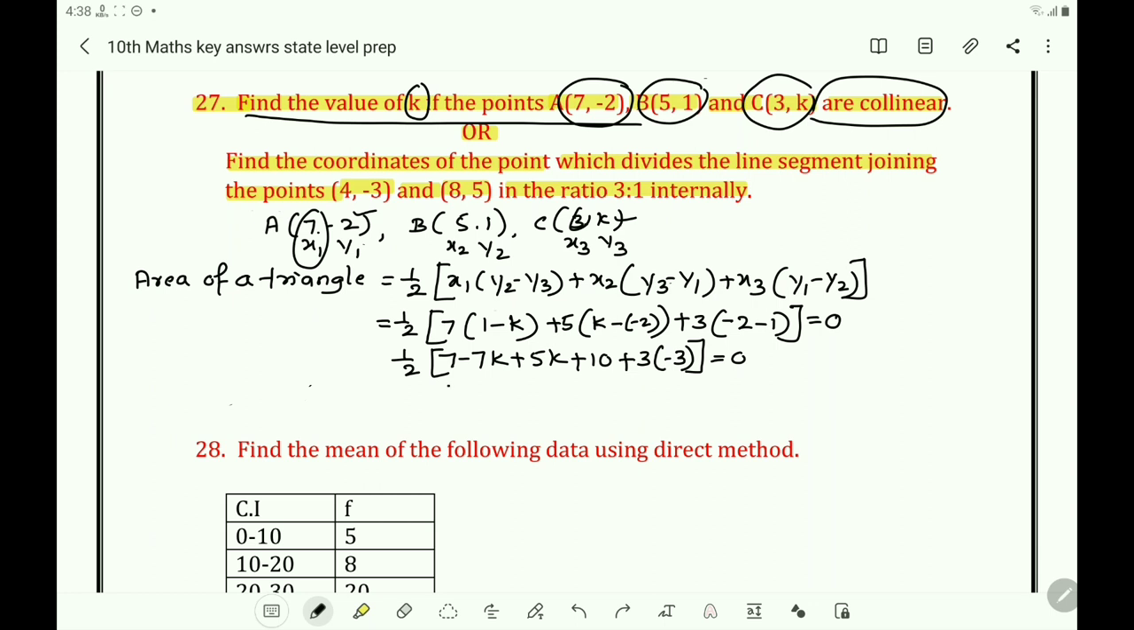Then you write 7 minus 7k plus 5k is minus 2k plus 10, 3 threes are 9, minus 9 equals 0. Then 7 plus 10 minus 9, 7 plus 10 is 17, 17 minus 9 is 8, minus 2k equals 0, minus 2k equals minus 8, that is 2k equals 8. You can cancel this minus 2, or otherwise keep that k in the LHS and transfer minus 2 to the RHS. K equals minus 8 by minus 2, which is equal to 4. Here you got the value of k, 4. Therefore, k equals 4.